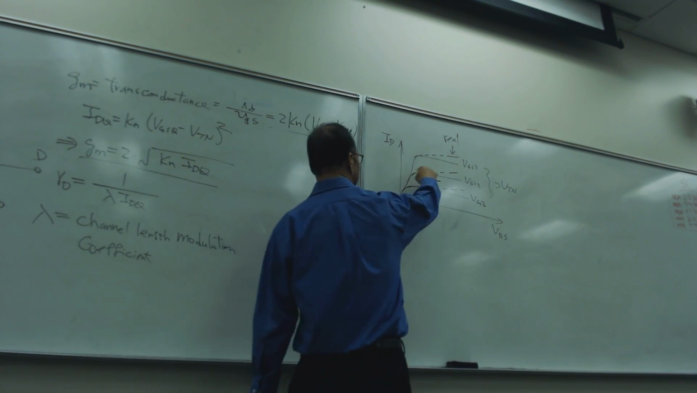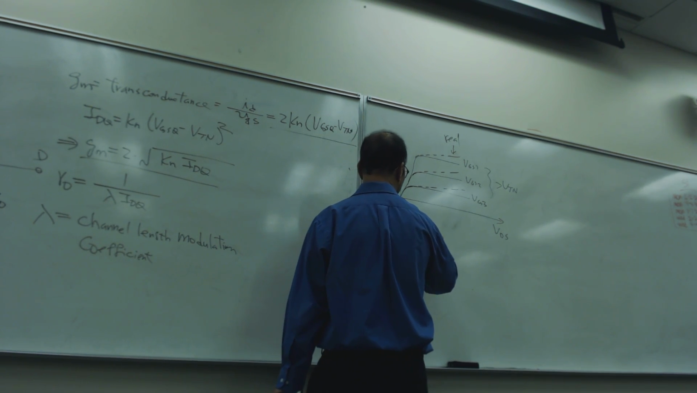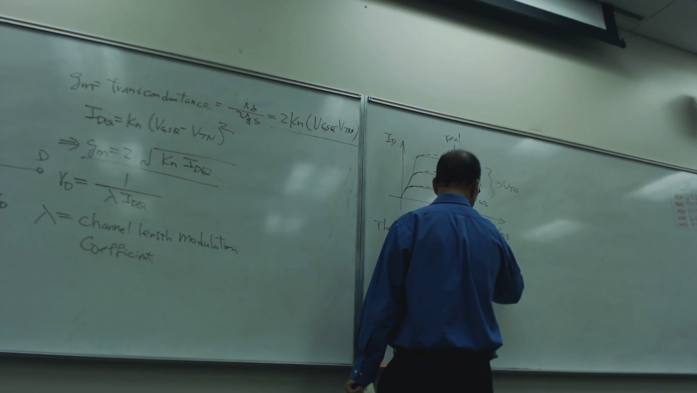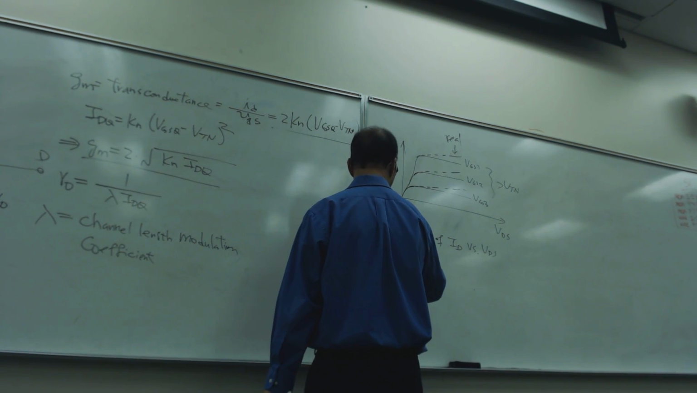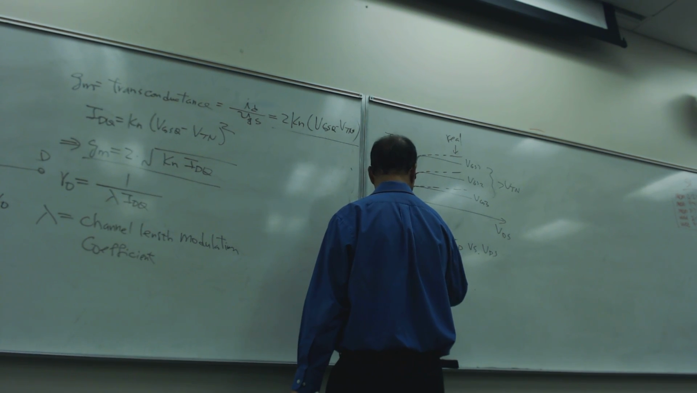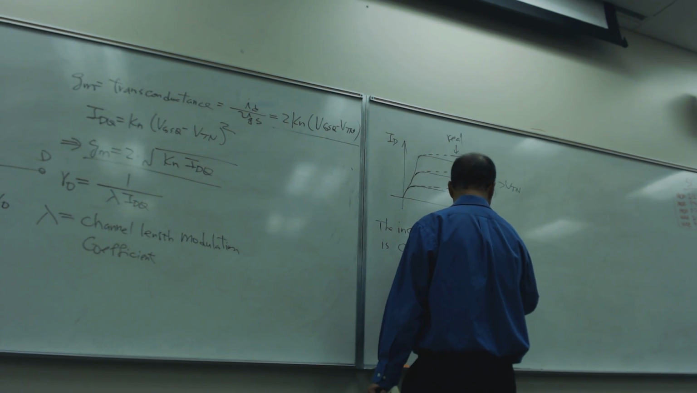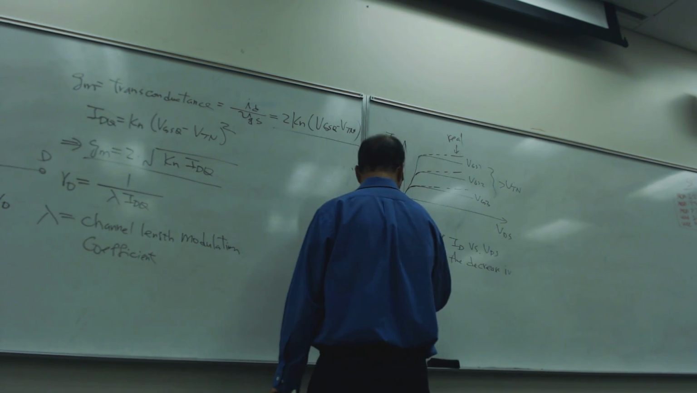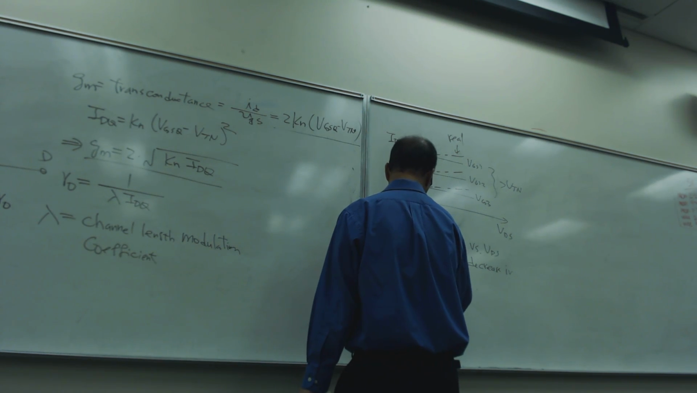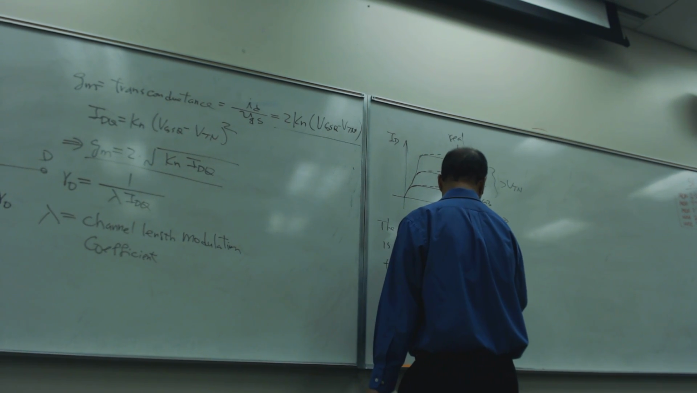And why do we have a slope like that? The increase of I_D versus V_DS is caused by the decrease in the inversion channel length.